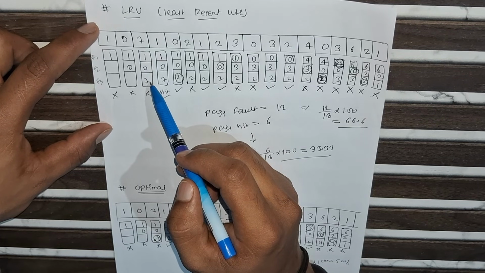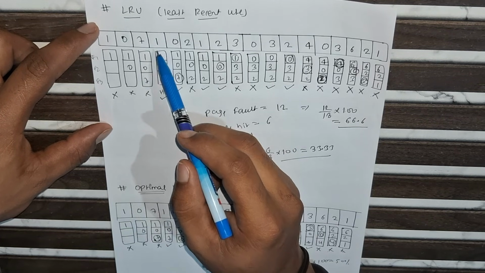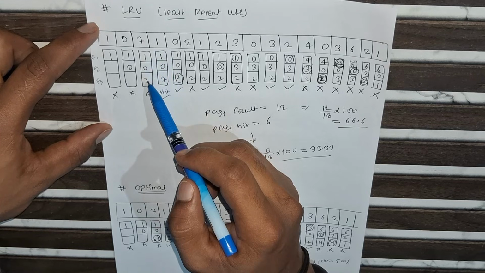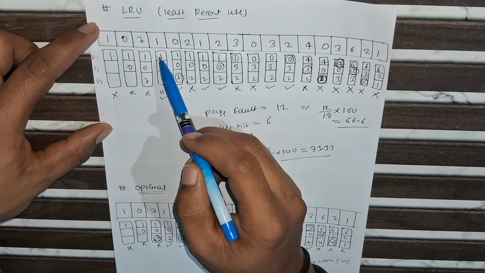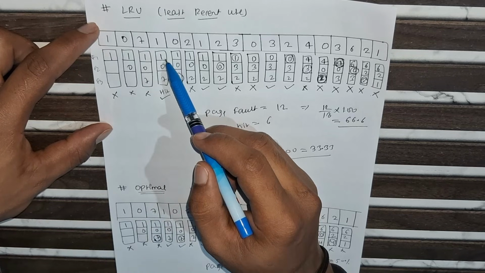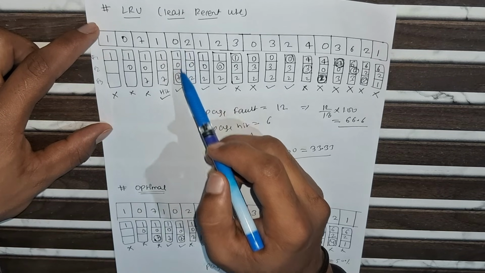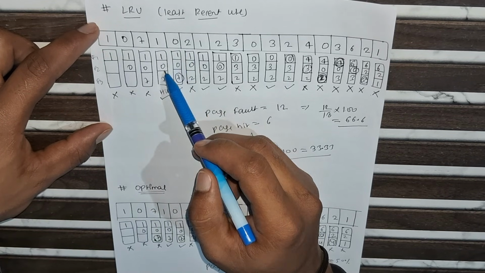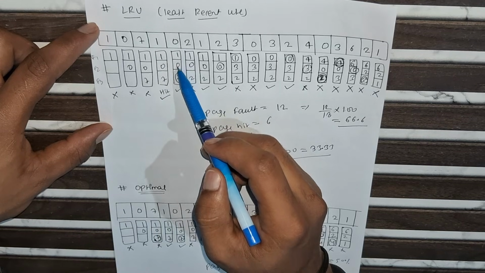Our least recently used string is nothing but 7. But our new string is 1, and 1 is there in the last frame, so we are not removing our 7. We write the same here, 1, 0, 7. Now what is our new string? 0. 0 is there in the last frame, so we write the same, 1, 0, 7.